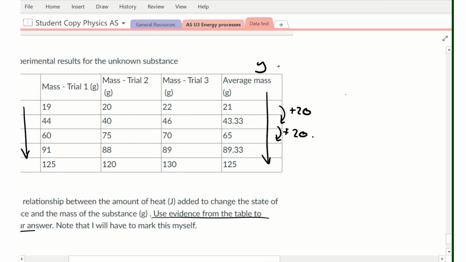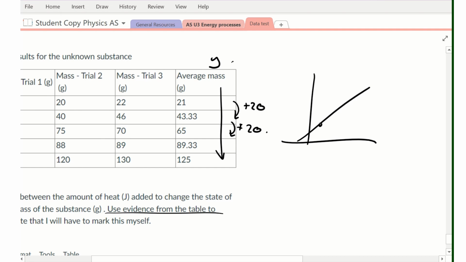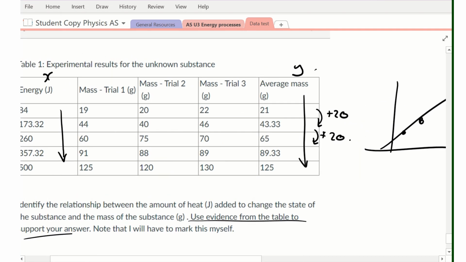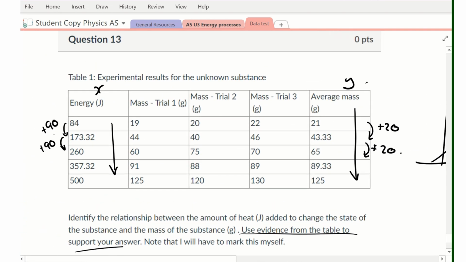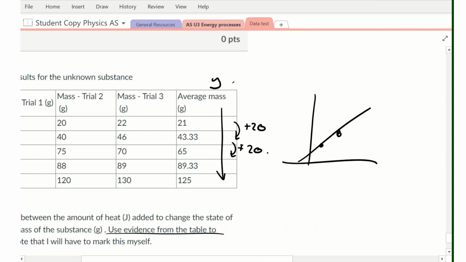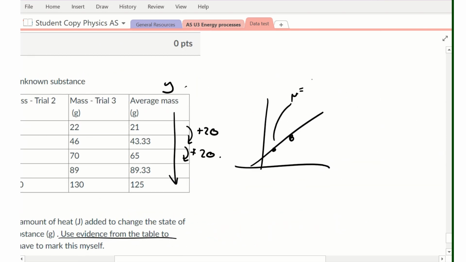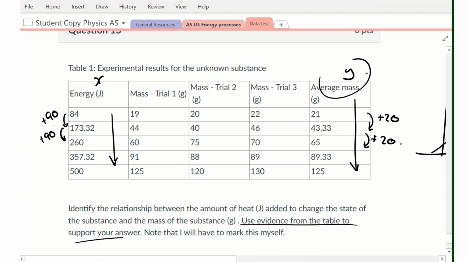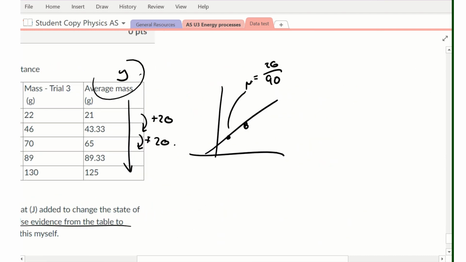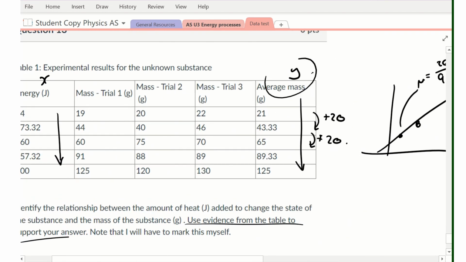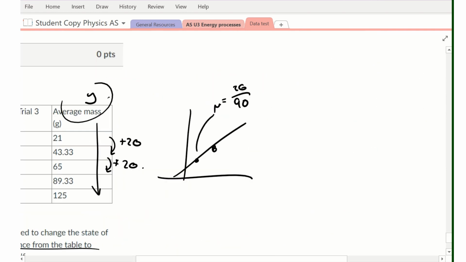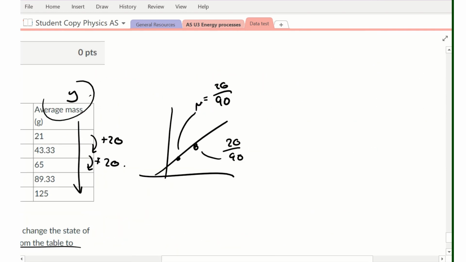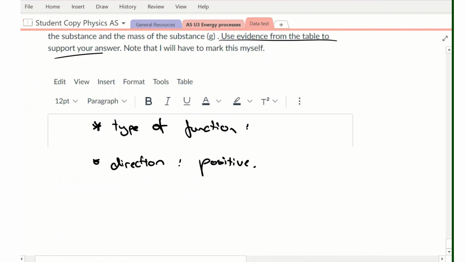And if you're still not convinced, remember that a linear function has got a constant gradient. You could actually calculate the gradient for different points. Between these first two points, rise over run, m is equal to rise over run. I'm just going to start substituting. Rise is 20, that's our y over here. Our run is 90, so 20 over 90. And if I look at the second point, it's also 20 over 90. So that gradient is the same, which tells me that this type of function is linear.